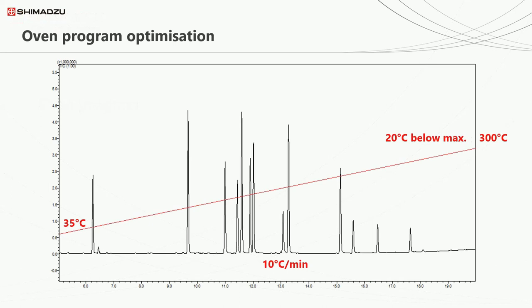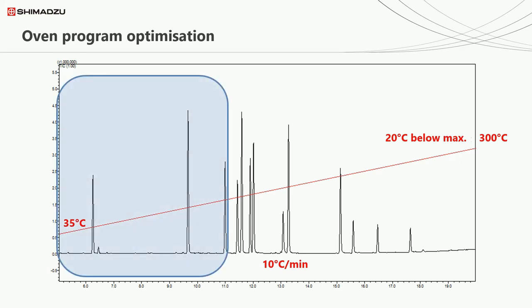If you're genuinely unsure where to begin, start low and use a slow oven ramp. Try starting from 35 degrees and heat at 10 degrees per minute all the way up to 300, or around 20 degrees below the maximum programmable temperature for the column. In this example, you can see that these parameters result in a good separation of all peaks. You may wish to leave the development here, or make further changes to optimize the method.